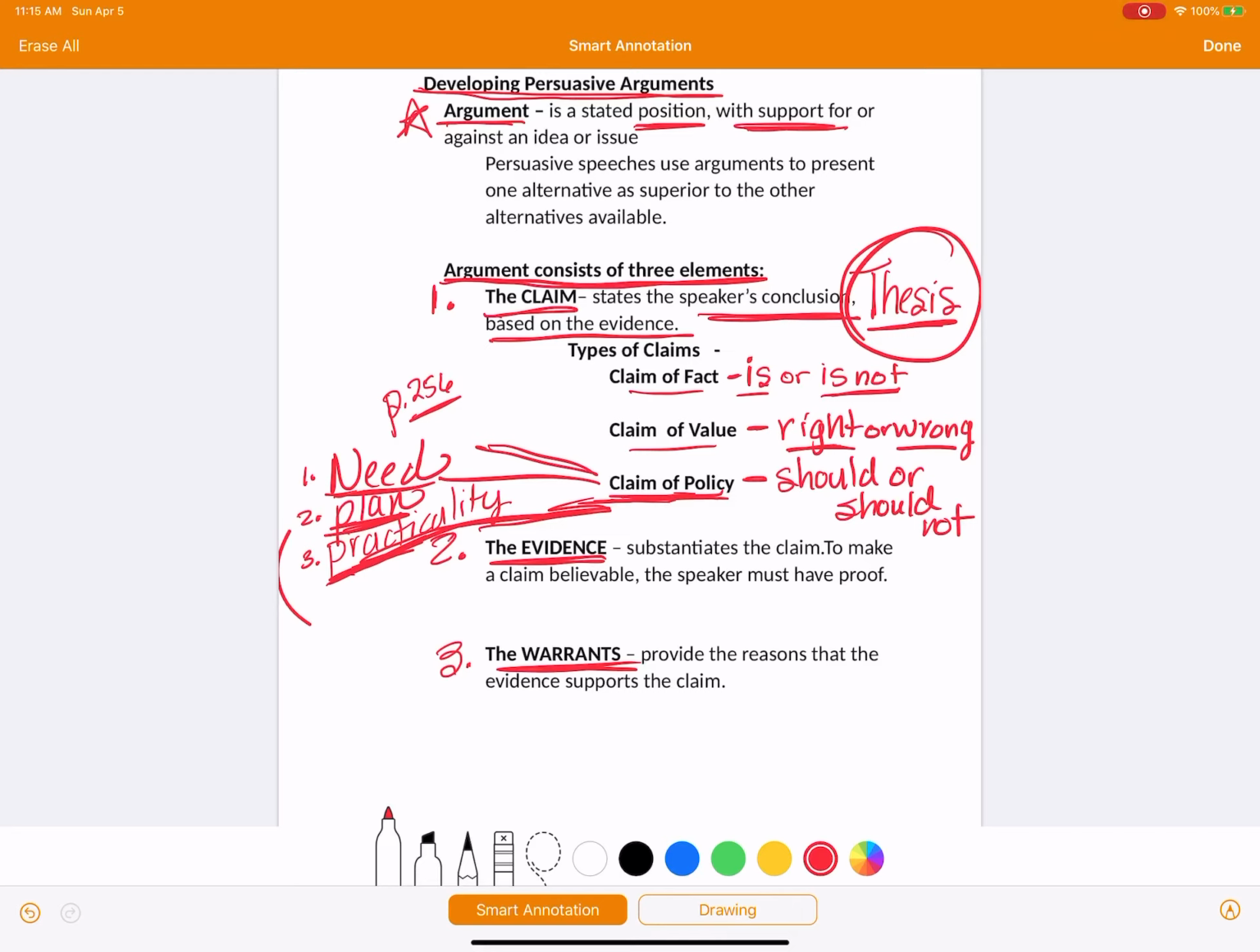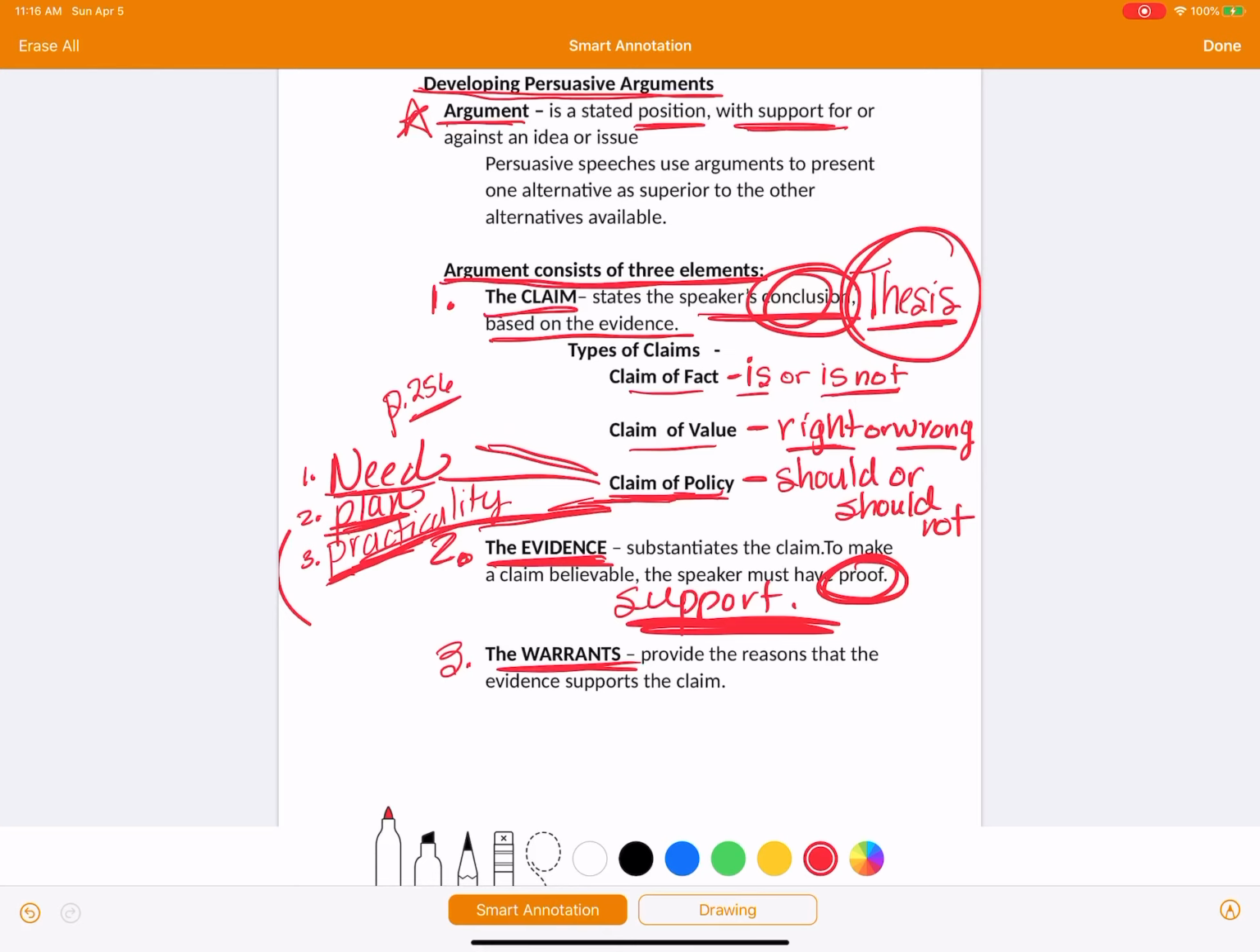The number 2 element in an argument is evidence, okay? The evidence is what you use to support the claim. It's all the information that you've collected from your research, whether it's peer testimony, expert testimony, statistical evidence, examples, brief, extended, etc. It's everything you're using to provide the proof that your conclusion is true, okay?